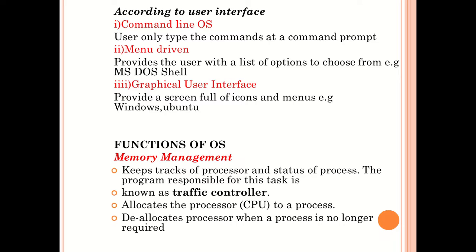Then we have the second one called menu driven. It provides a list of options to choose from. Most of the time it happens with the Windows shell. If you go to the Windows shell of your computer, you'll be able to see a menu driven. You are supposed to choose from a list of options what you're going to execute. You are not going to type anything, but the menu has been given for you, and then you select whatever you want.